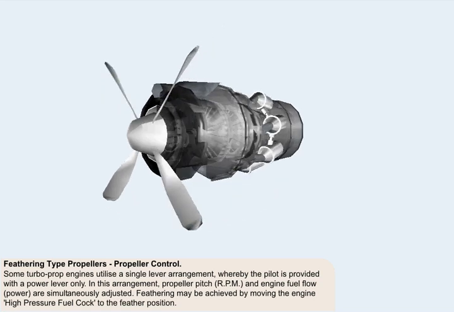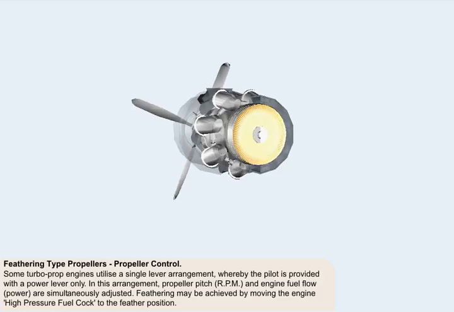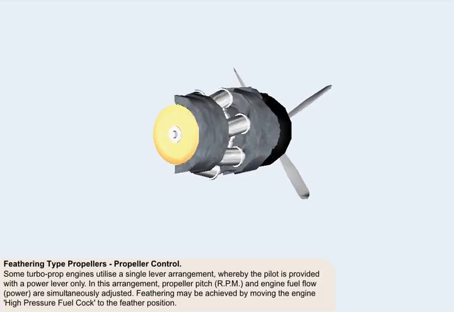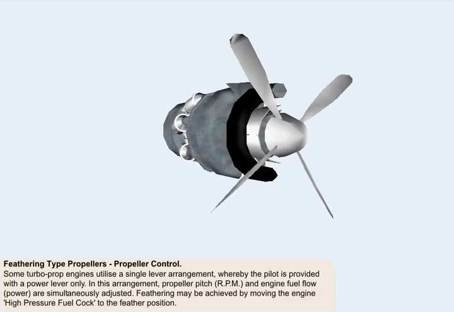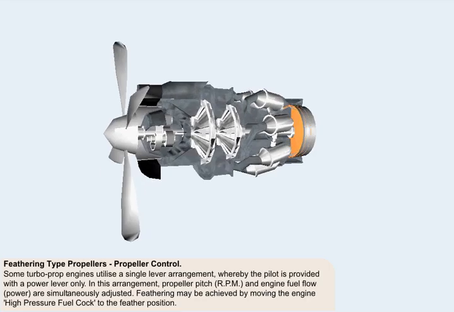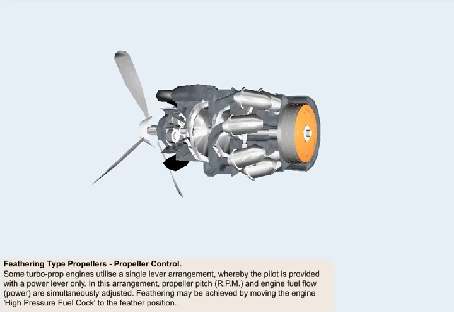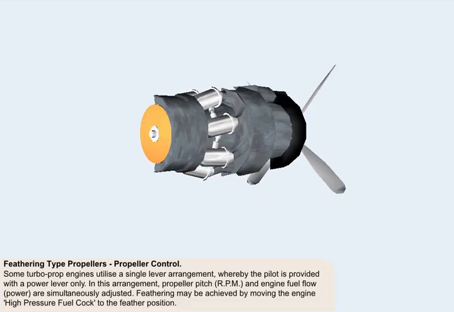Some turboprop engines utilize a single lever arrangement, whereby the pilot is provided with a power lever only. In this arrangement, propeller pitch, RPM, and engine fuel flow, power, are simultaneously adjusted. Feathering may be achieved by moving the engine high-pressure fuel cock to the feather position.